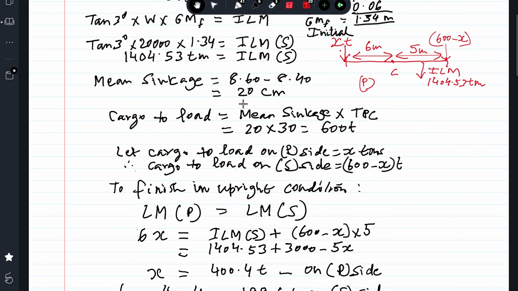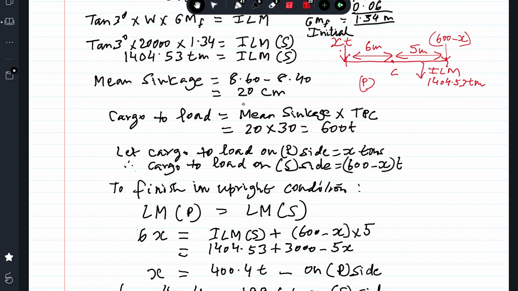Now we have to distribute this cargo in such a manner on the port side and starboard side that the ship will end up in upright condition. What is upright condition? All the listing moments to port are equal to listing moments to starboard. The ship will be upright. There should not be any net listing moment. The listing moment to port should be equal to listing moments to starboard. The ship will be upright. And what is listing moment? Weight multiplied by distance from the center line. So to finish in upright condition, listing moment to port must be equal to listing moment to starboard.